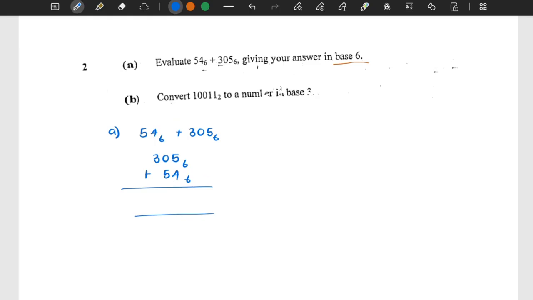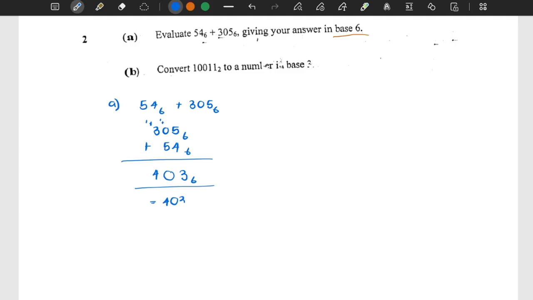So 5 plus 4, that's 9, minus 6, that's going to be 3, and then you add a 1. 1 plus 5, that's 6, so that's going to be minus 6, the remainder is 0, plus 1 on the next one, then 1 plus 3, that's going to be 4. So it's going to be 4, 0, 3 base 6.